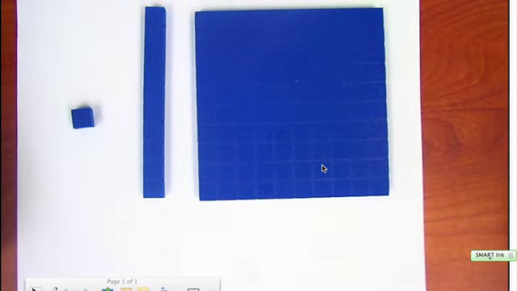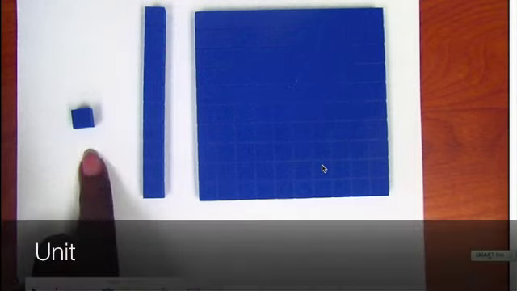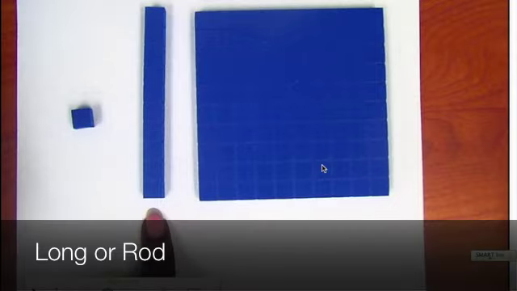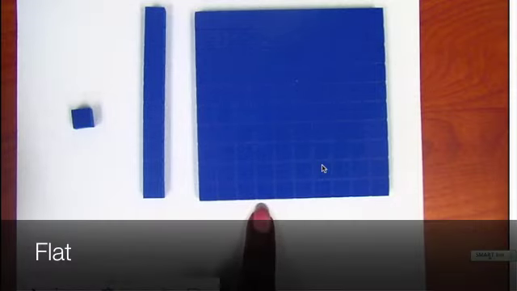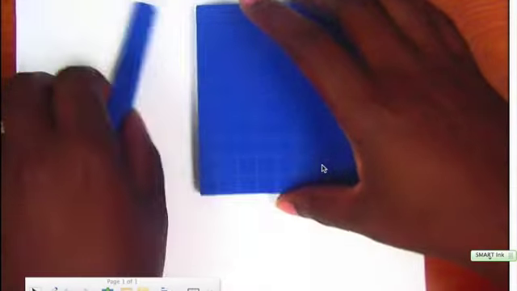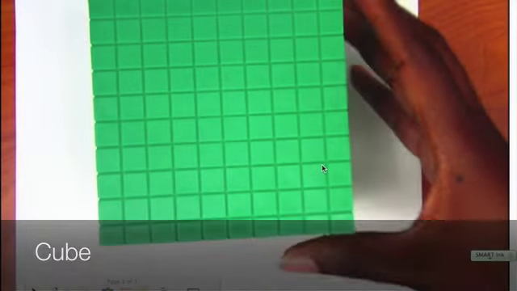So, to sum this up, we need to make sure we are identifying the base 10 blocks based on their appropriate names and not a numerical value. We only assign a numerical value to base 10 blocks depending on the math we're using them for. So, let's go back and review. This is a unit, this is a long or rod, and this is a flat. And make sure that we don't forget about our cube.